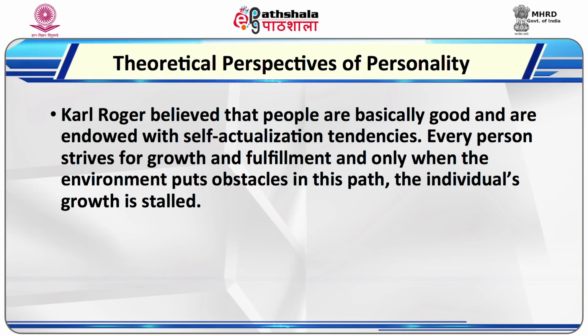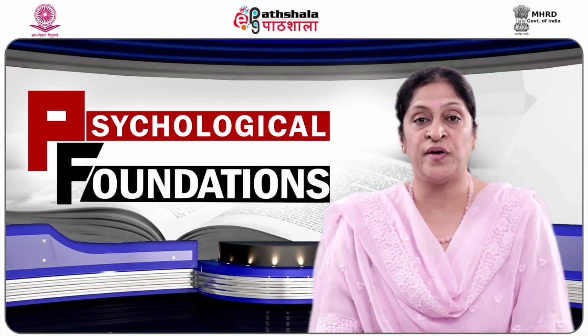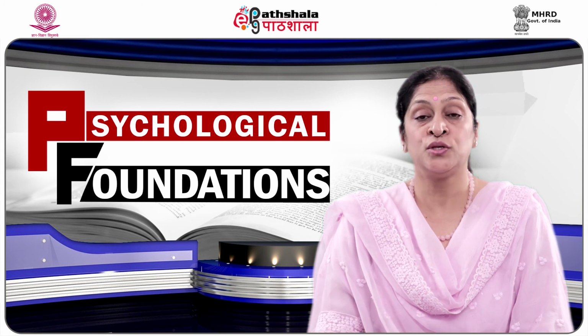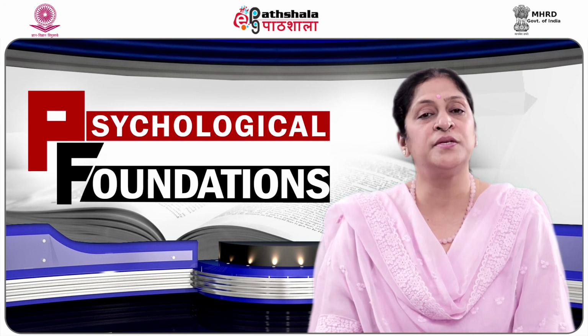Another humanistic psychologist was Carl Rogers, and he believed that people are basically good, they want to grow, and they want to really attain self-fulfillment in their life. He says that whenever a person is unable to do that, it is because the environment is offering many obstacles in his path. These obstacles stop his personality development and his achievement of fulfillment, satisfaction, and happiness in life. So this was the concept given by Carl Rogers, another very famous humanist.